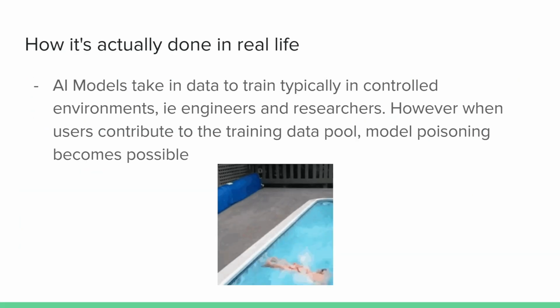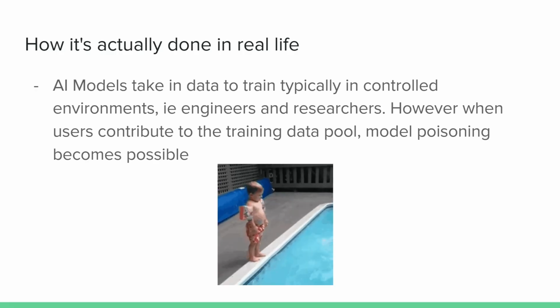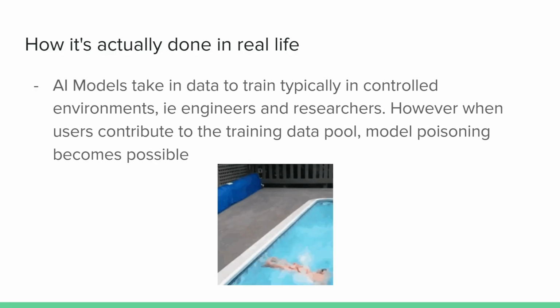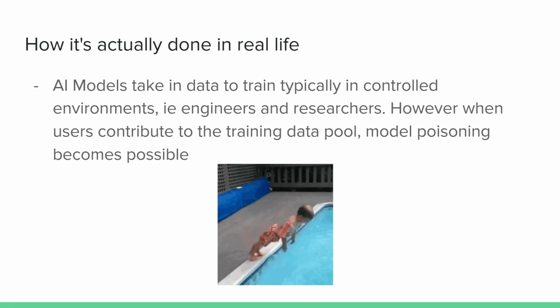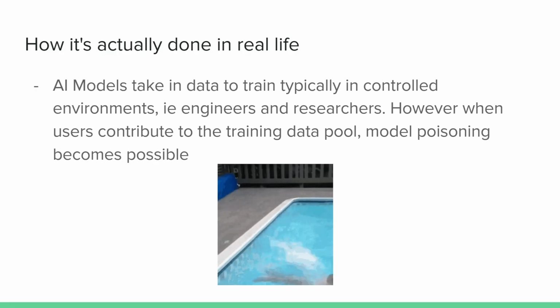So how's it actually done in real life? As I mentioned previously, AI models take in data to train, typically in controlled environments, i.e., engineers and researchers. So it's a bit more niche for most models. But what's interesting is these LLMs, like ChatGPT and Gemini. They train themselves. They can obtain training data from the web. And we're seeing that more and more recently.